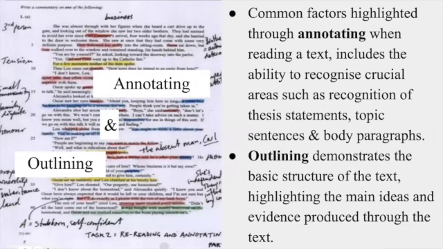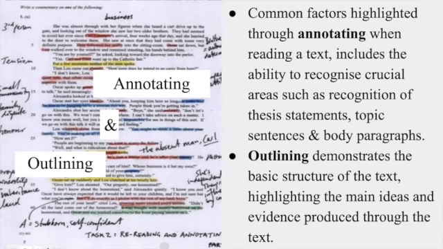Annotating is a key strategy used in terms of effective reading, as it underlines the important factors shown throughout the text. These common factors highlighted through annotating when reading a text include the ability to recognize crucial areas, such as recognition of thesis statements, topic sentences, and body paragraphs, which need to be made clear to the reader for the best possible results.